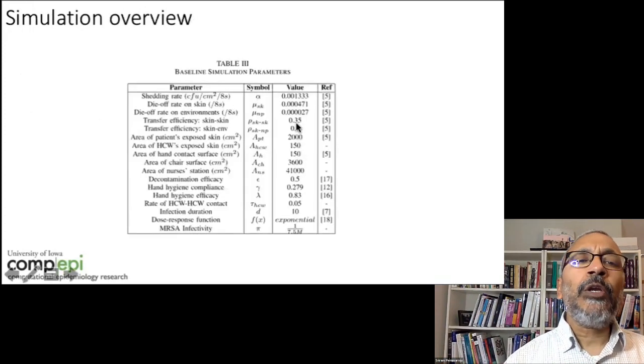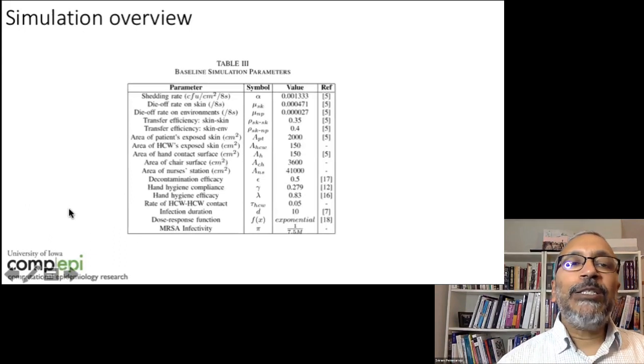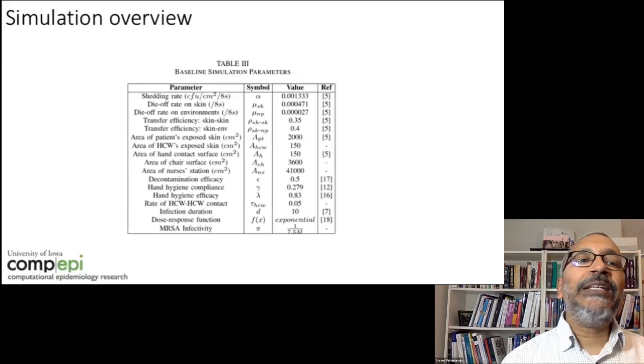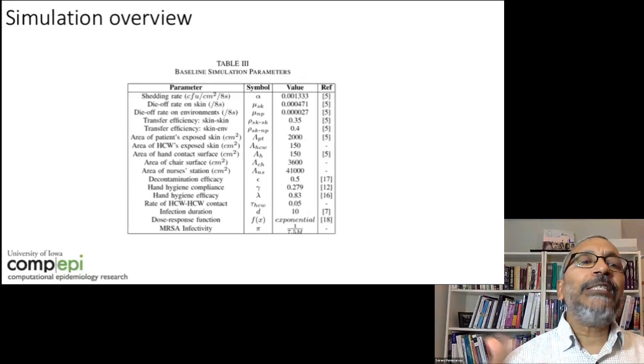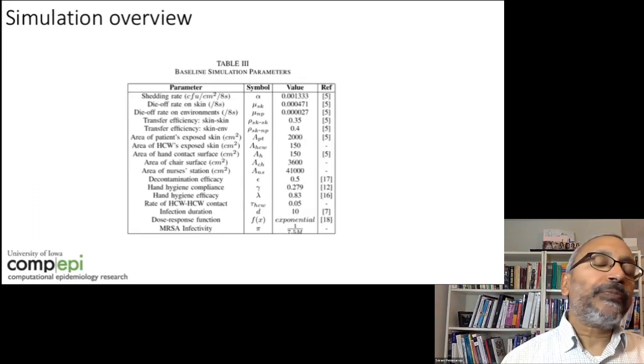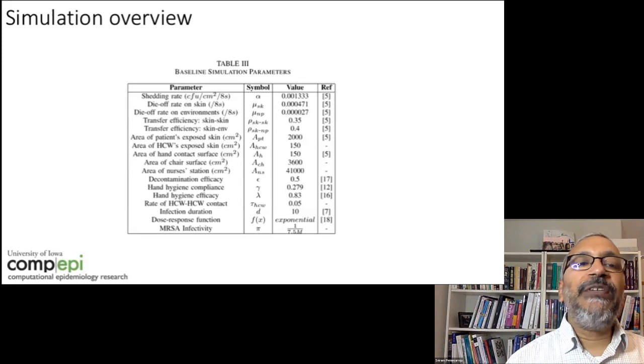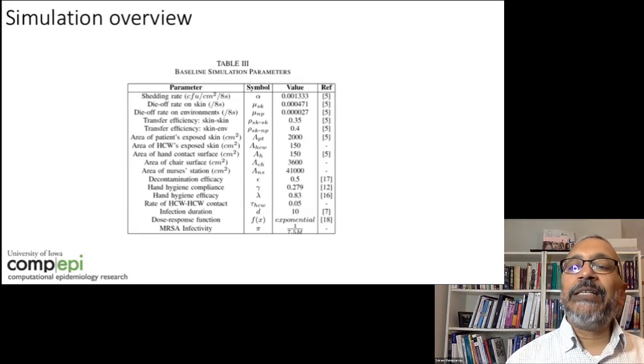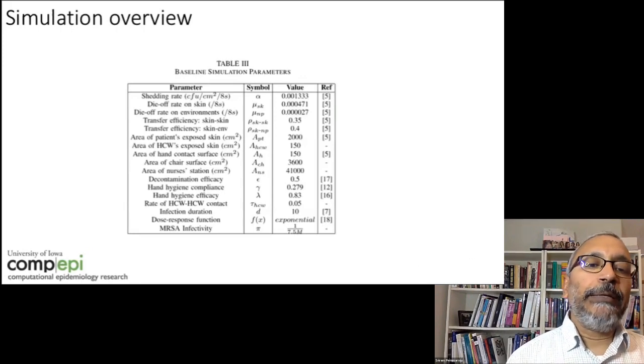And here I'm showing a simulation parameter table, not because I want you to read the actual values, but mostly for you to get a sense of the various aspects of our simulation. So there is a shedding rate, there is a die-off rate, there are transfer efficiencies of various surfaces, areas of surfaces, and things like that. These are all part of our pathogen spread model here. Okay?